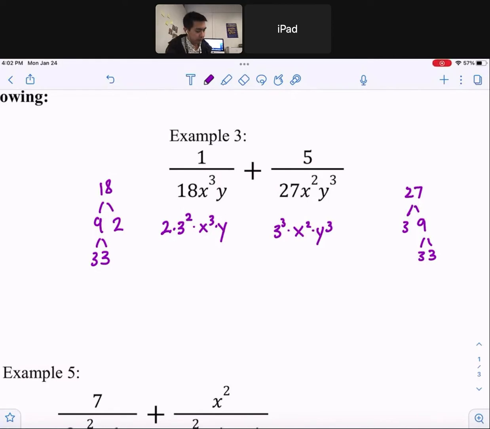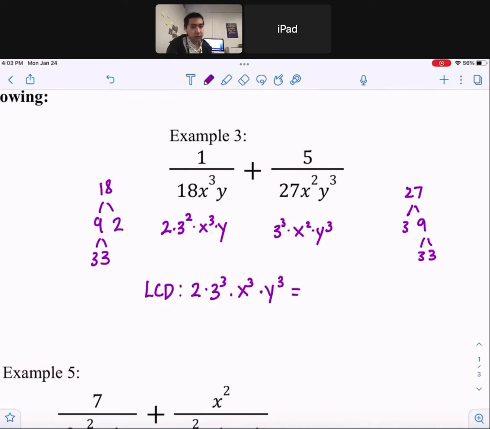Okay, so now let's find our LCD. This one has a 2. This one does not, so we just drop down the 2. Both of these have a 3, so now you compare which one has the highest power, because that one will be part of our LCD. This one's a higher power, so we're going to multiply by 3 to the third. They both share an x, so which one has a higher power? This one does, x to the third. And they both share a y factor, so this is the one that's higher, y to the third.